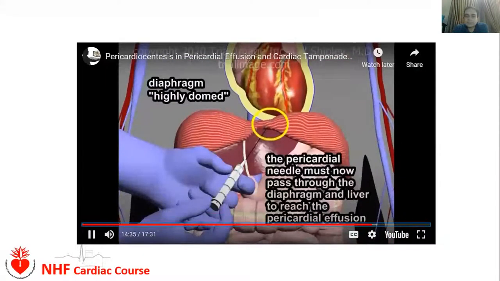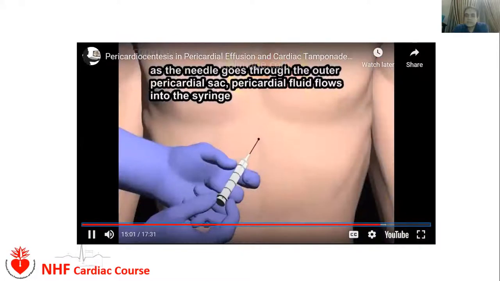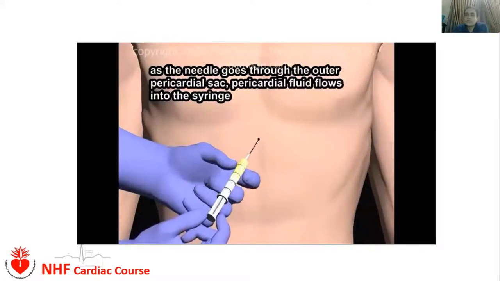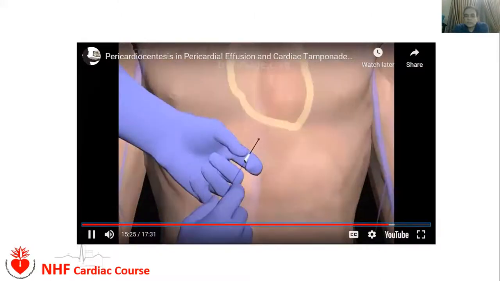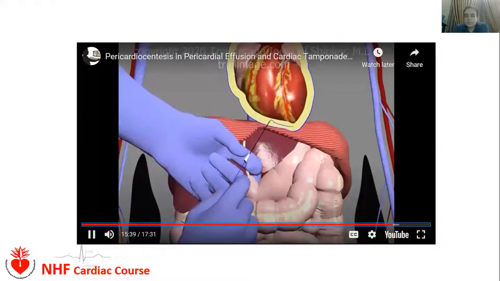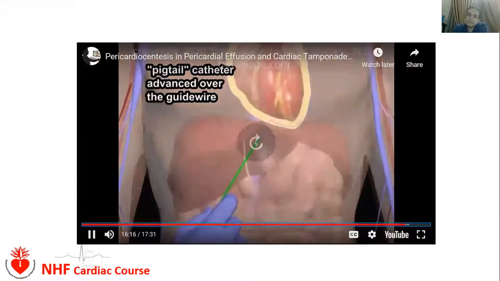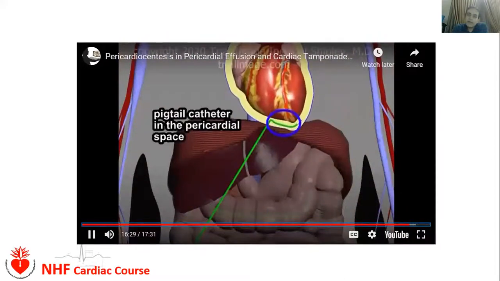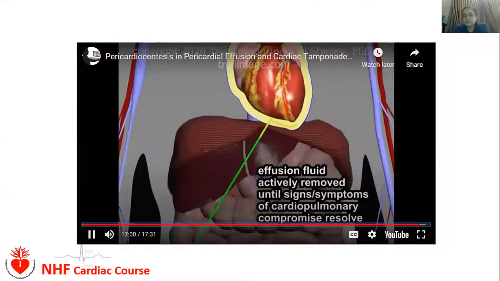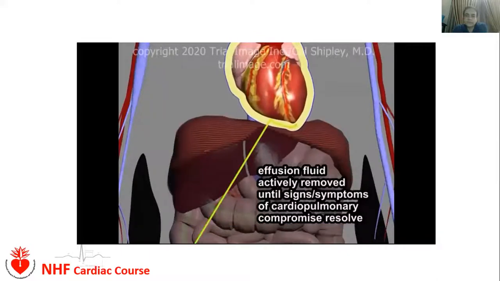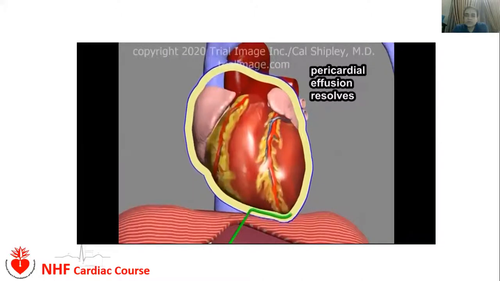Keep a negative suction, and once you have entered, and you are able to aspirate some fluid, you disconnect the needle and put in a guide wire into the pericardium. There is the guide wire, and move the needle, put in a pigtail catheter. And you can suture the pigtail catheter and gradually take out the effusion. And once it is relieved, you can follow your guidelines to take out the catheter later.